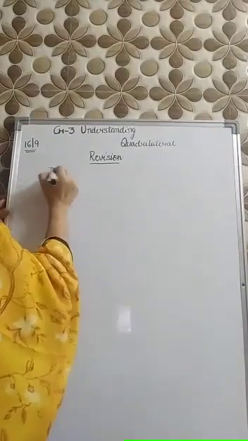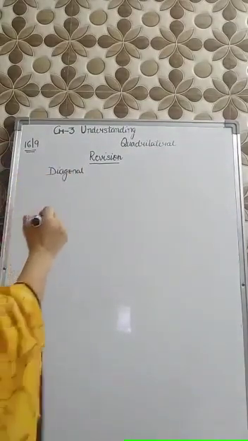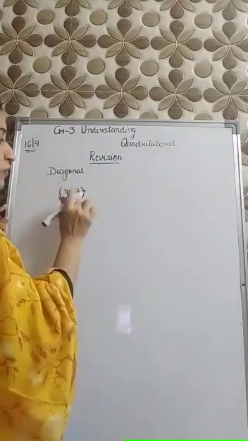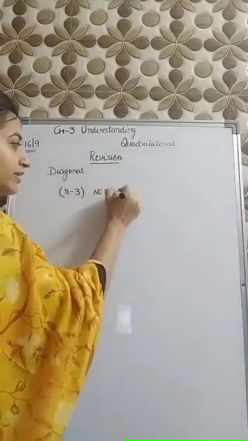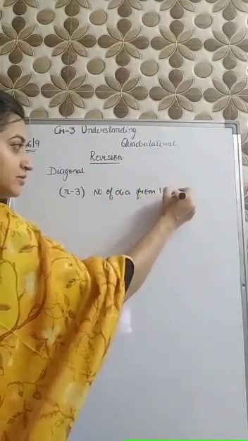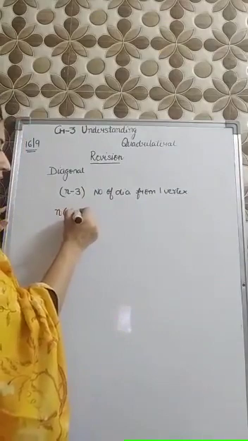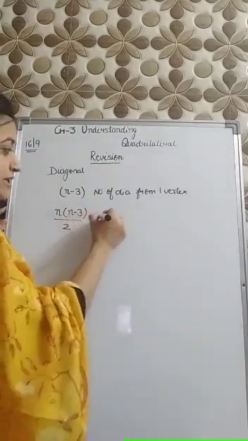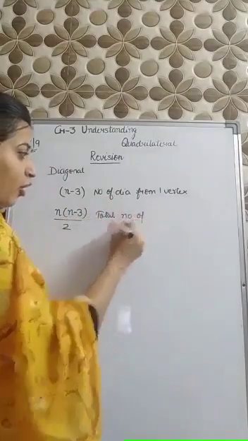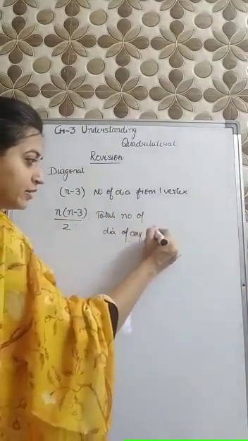Next is diagonal. So we have two formulas for diagonal. The first formula is n minus 3. That is the formula for the number of diagonals from one vertex. And we have another formula, n into n minus 3 upon 2. This represents the total number of diagonals of any polygon.